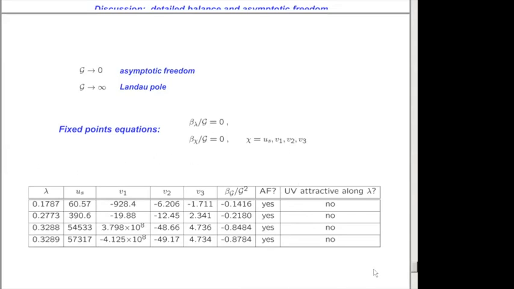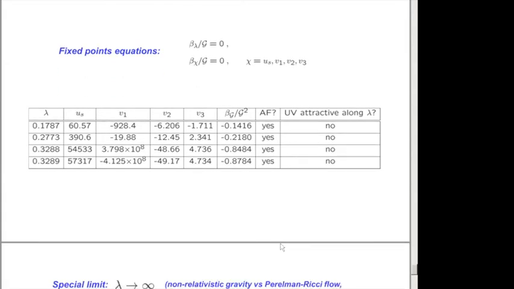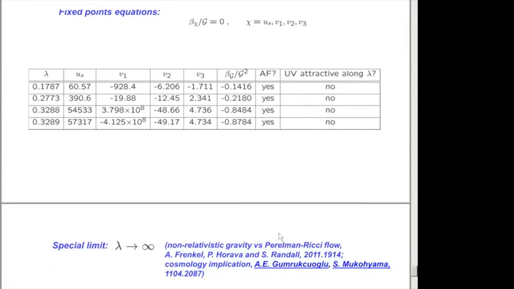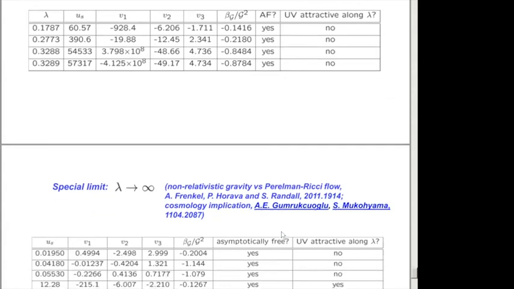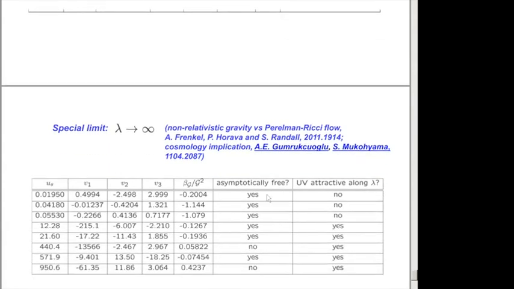But it's interesting that there are a number of these asymptotically free fixed points, and there are also a number of additional fixed points which correspond to the value of the parameter lambda tending to infinity. And this limit is again very interesting in the context of the so-called non-relativistic gravity, which is somehow related to Perelman-Ricci flows, considered by people like Frenkel, Horava, and Randall. And this limit also has interesting cosmology implications considered by Mukohyama and his co-author.